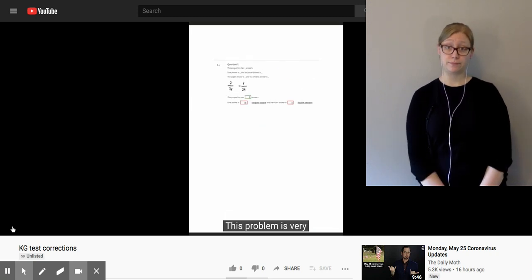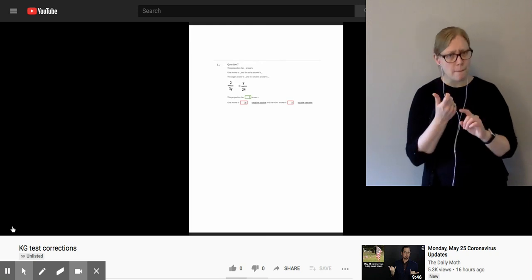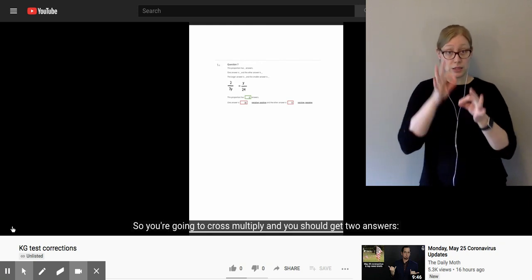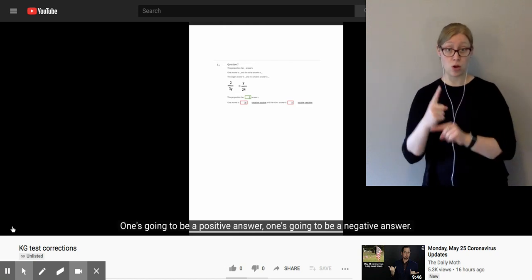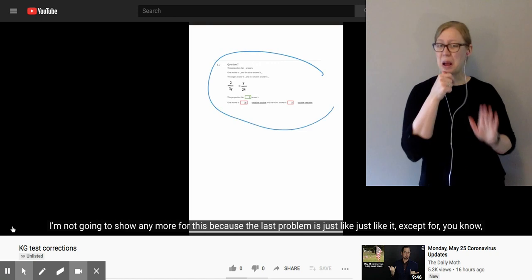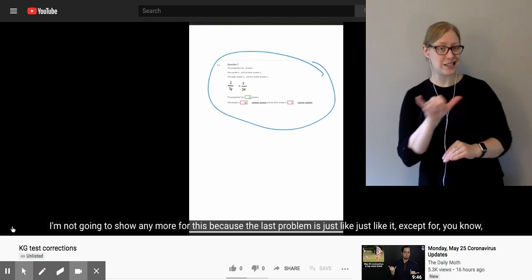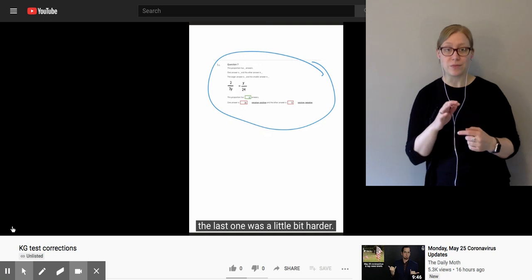This problem is very much like the last one, except it's a little simpler, right? So you're going to cross multiply, and you should get 2 answers. One's going to be a positive answer, one's going to be a negative answer. I'm not going to show any more for this because the last problem is just like it, except the last one was a little bit harder.